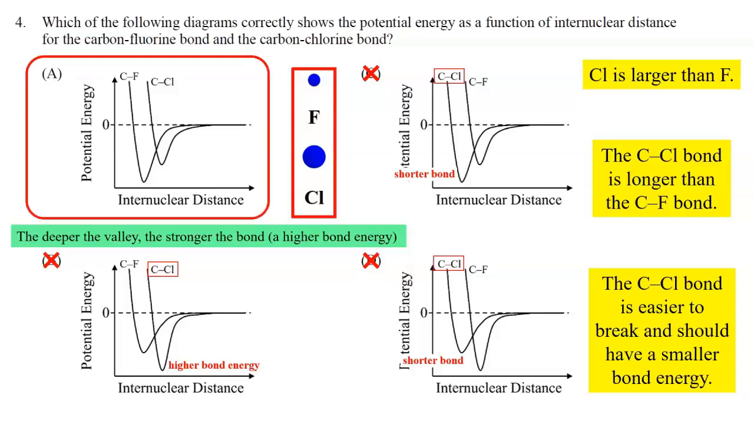So the reason choice A is the correct diagram in question 4 is, focusing on the carbon-chlorine curve, you can see that it indicates a longer bond length because the minimum in potential energy is further to the right on the x-axis, and it has a lower bond energy because the depth of that valley is less than that of the carbon-fluorine bond. Hopefully that makes sense why choice A is the correct answer to question 4.